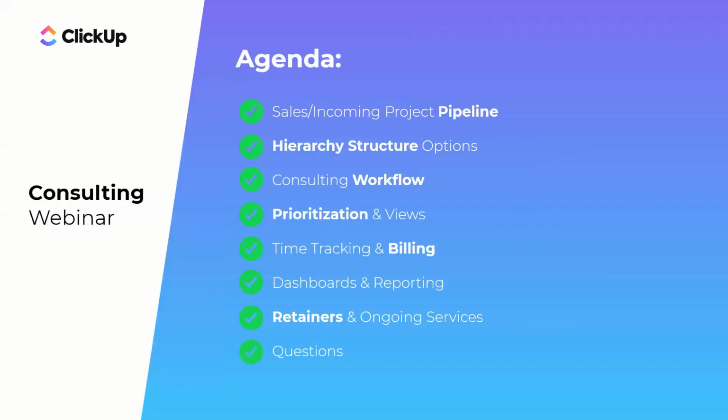Cool. So our agenda for today, we're going to talk about sales and incoming projects. So a sales pipeline, hierarchy structure options, a couple of different ways of doing it depending on your size, what type of projects you do, the consulting workflow, how to prioritize tasks and make sure that you can see them easily, what you need to do today rather than just kind of having a bundle of everything, time tracking and billing, dashboards and reporting, and then we'll hit on retainers as well for those of you that are doing ongoing services of one type or another. And then lastly, we'll go to some questions.